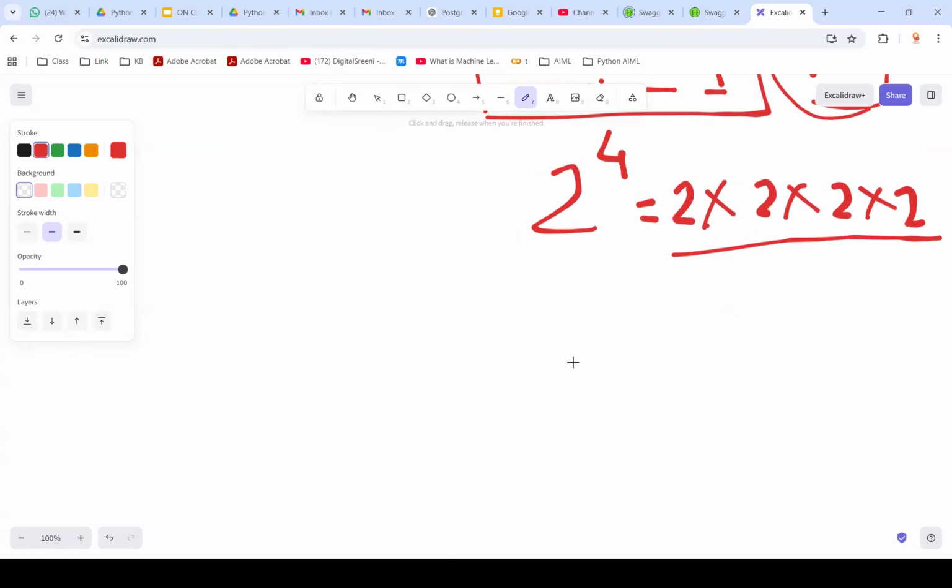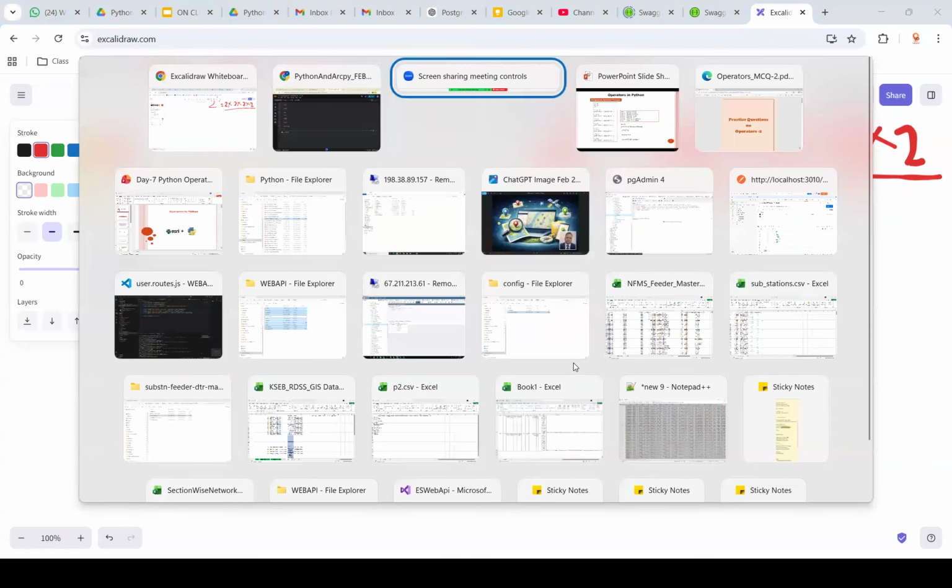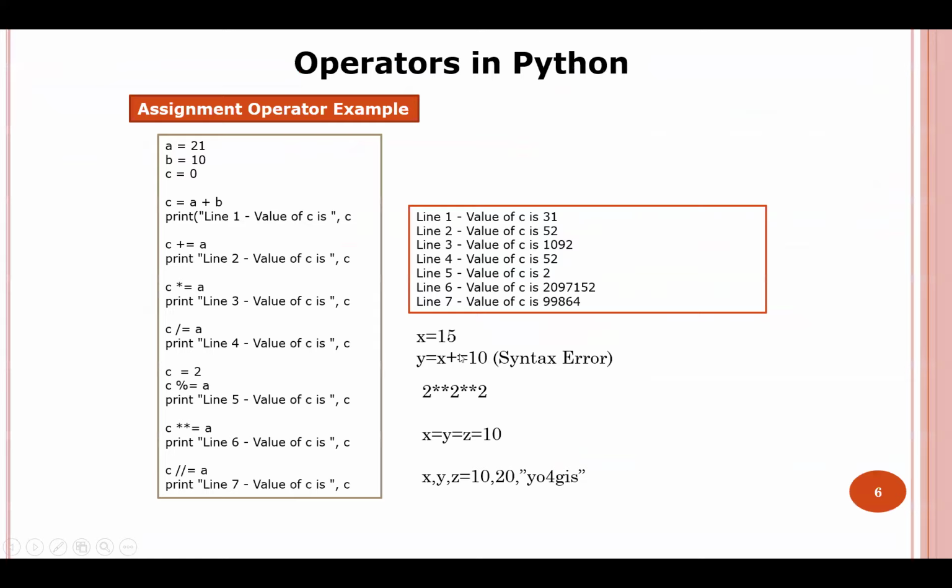Okay. That kind of problem also, sometimes you may get in any test paper.